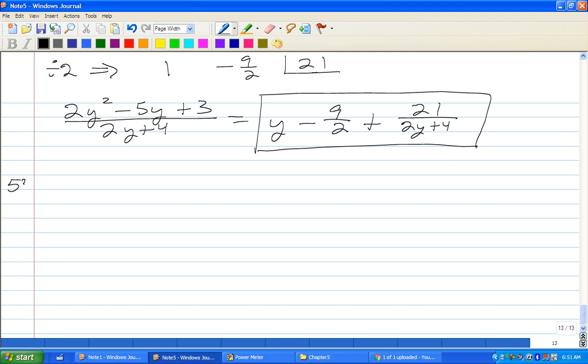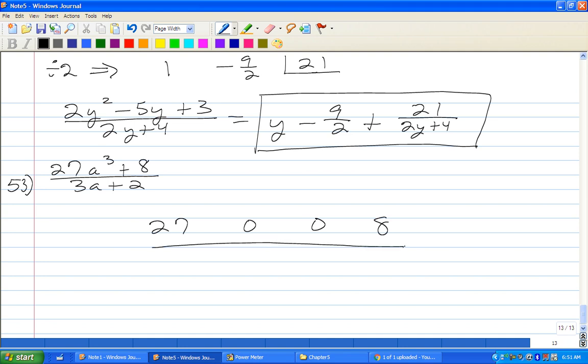And I'm going to do this by synthetic division. So 27a cubed plus 8 divided by 3a plus 2. And so I have 27a cubed plus no a squared plus no a plus 8. And I'm going to divide this by 3a plus 2. And so 3a plus 2 equaling 0, 3a is equal to negative 2, a is equal to negative 2/3.